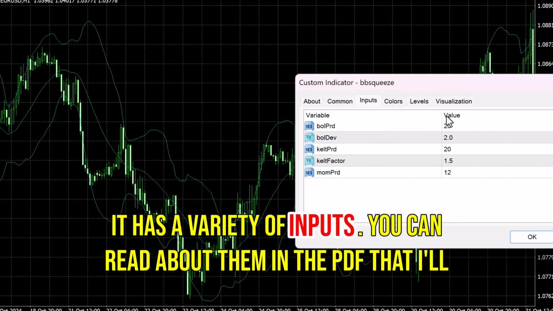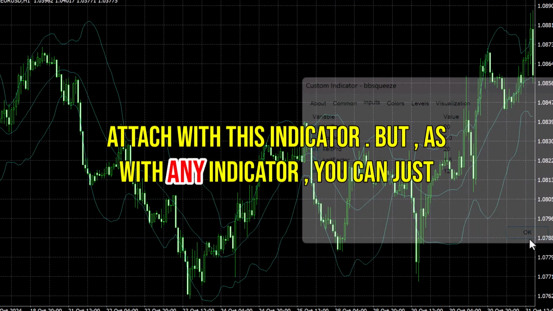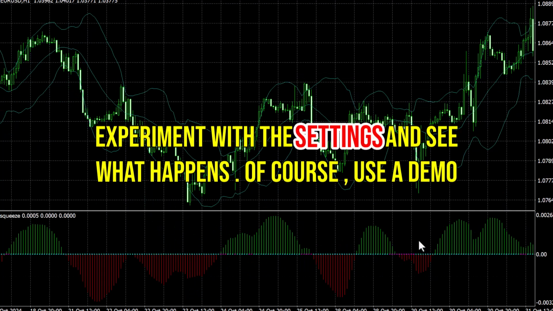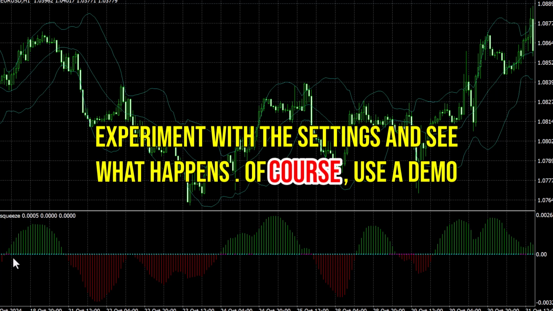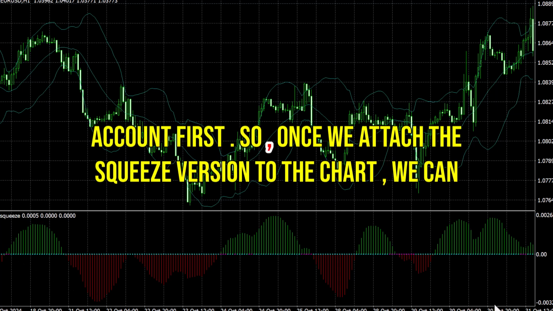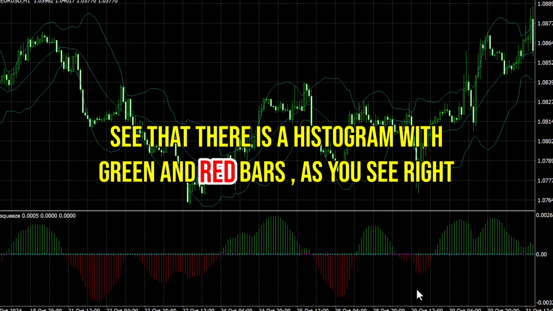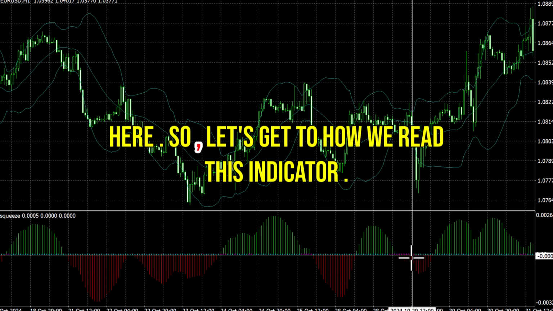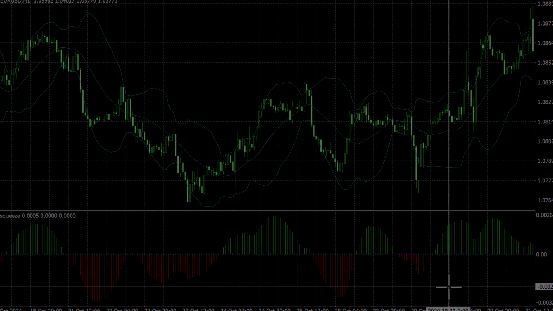It has a variety of inputs. You can read about them in the PDF that I'll attach with this indicator. But, as with any indicator, you can just experiment with the settings and see what happens. Of course, use a demo account first. So, once we attach the squeeze version to the chart, we can see that there is a histogram with green and red bars, as you see right here. So, let's get to how we read this indicator.